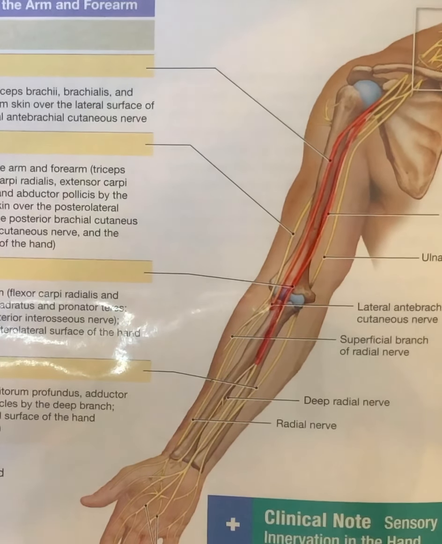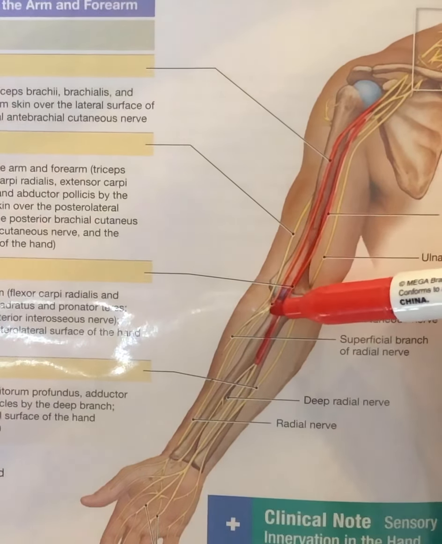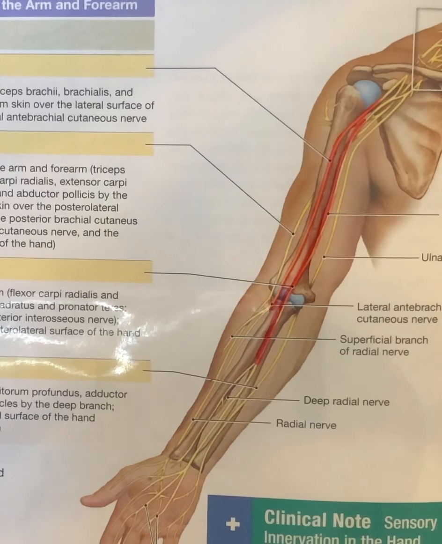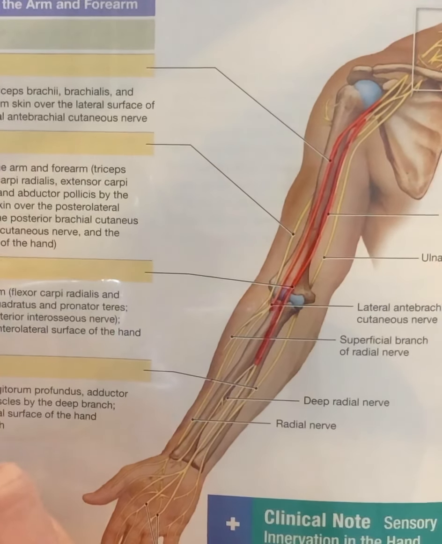And it also brings in sensory information from skin over the lateral surface of the forearm through a branch, the lateral antebrachial cutaneous nerve. That is not on our list. So you can truncate that to the lateral surface of the forearm from one of those little branches that it has here. All right, then we have the ulnar nerve.